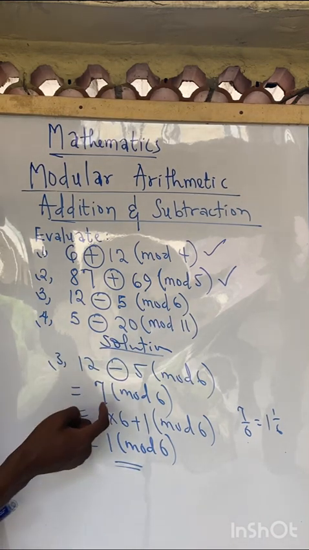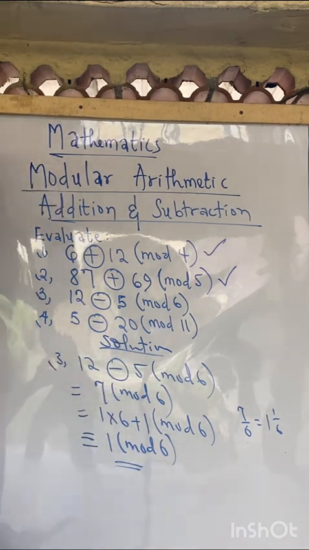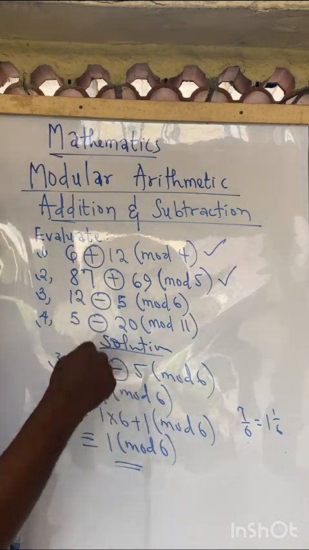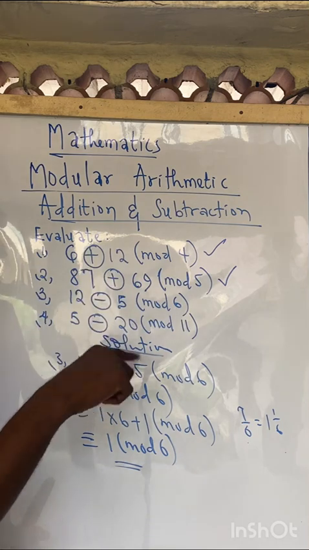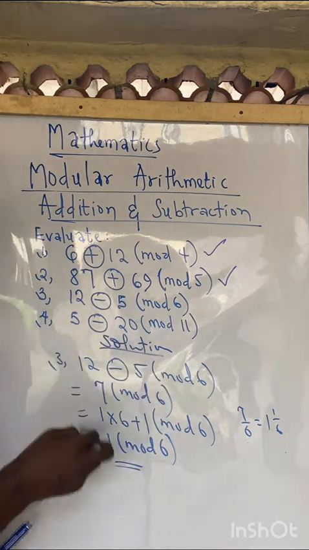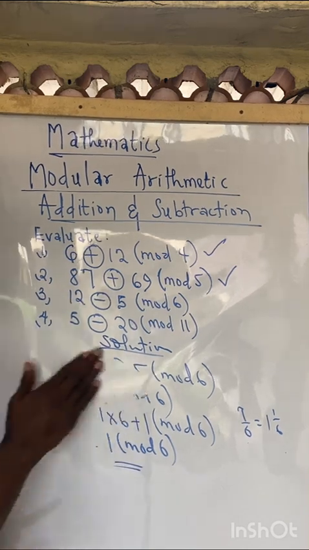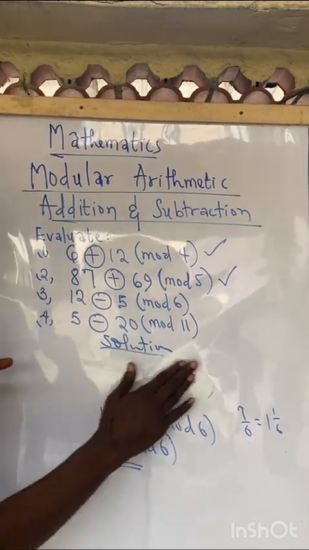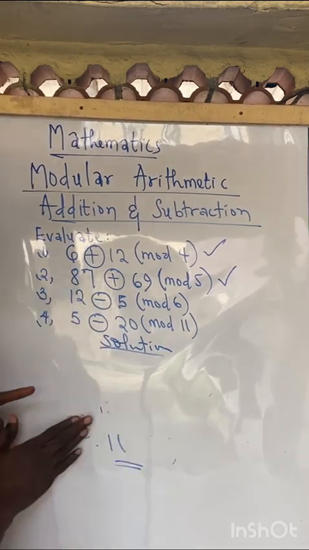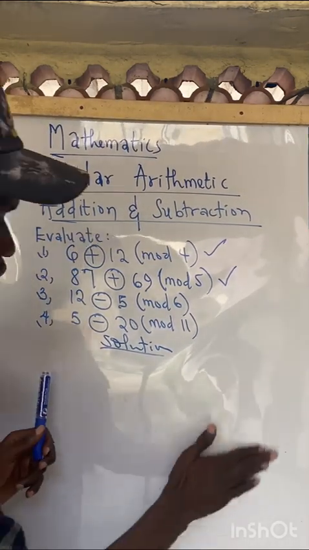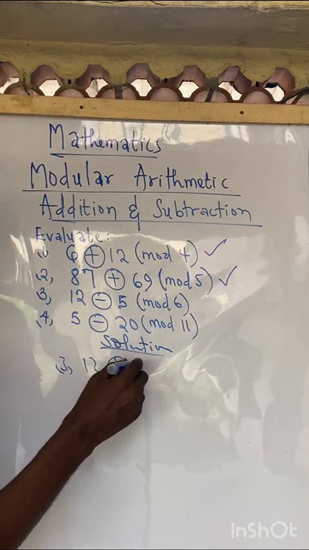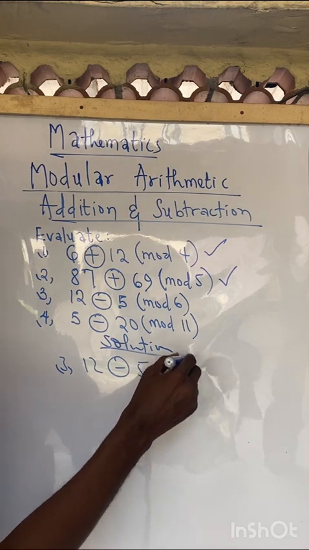You can see that this is different from our normal subtraction. The normal subtraction answer is 7. How come we are getting 1? This is to show that this subtraction is not normal. It's modular subtraction. And that's why we circle the minus. Then for the last one, you can as well follow the second method, by first reducing these to mod 6. Let me use the second method: 12 minus 5 mod 6.